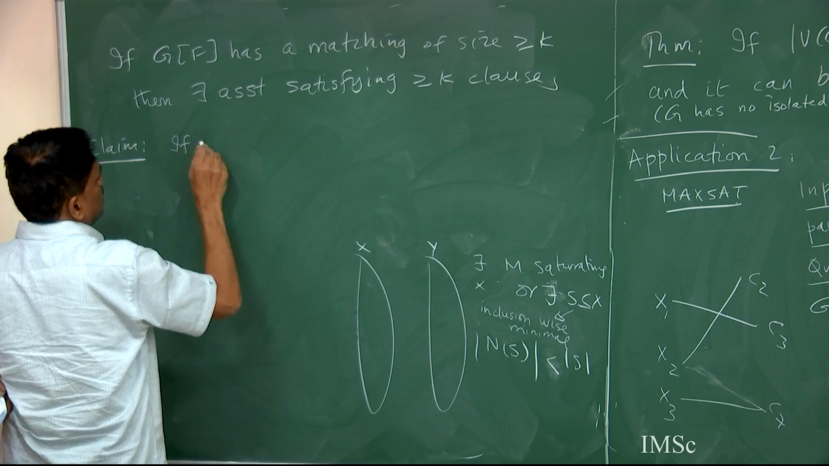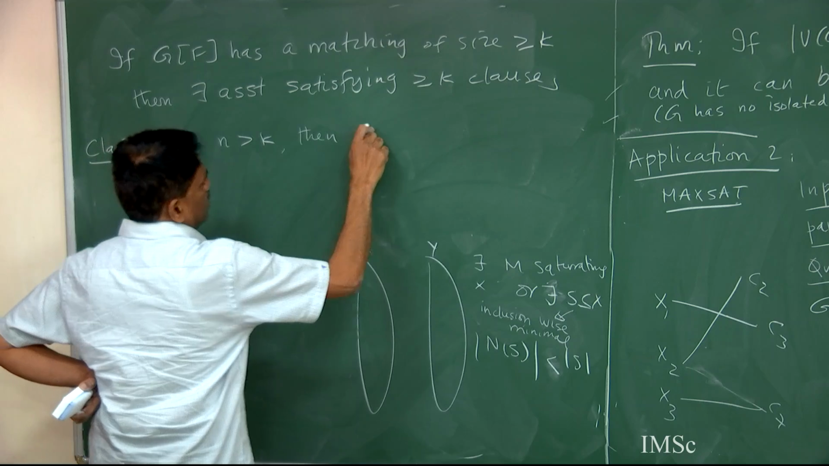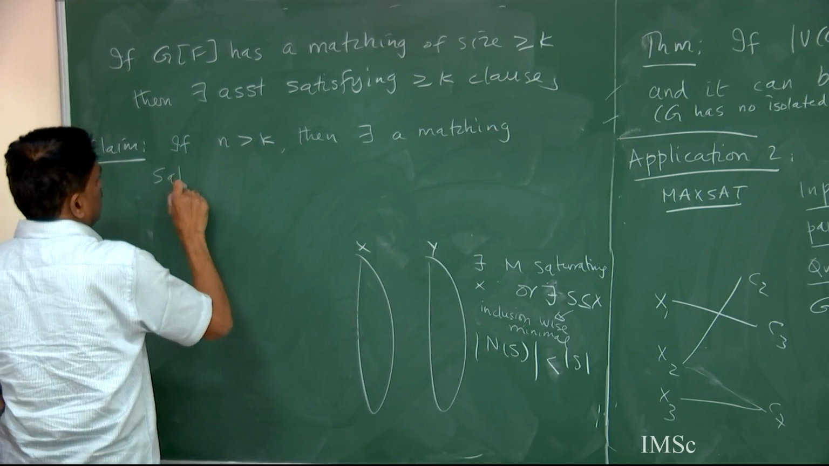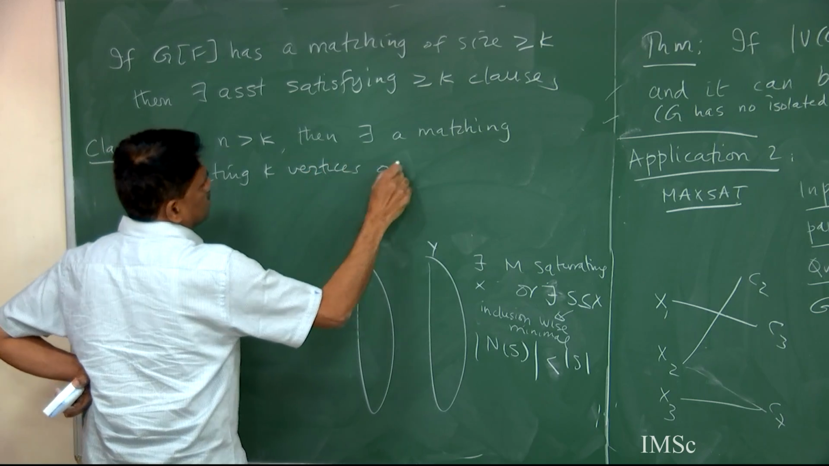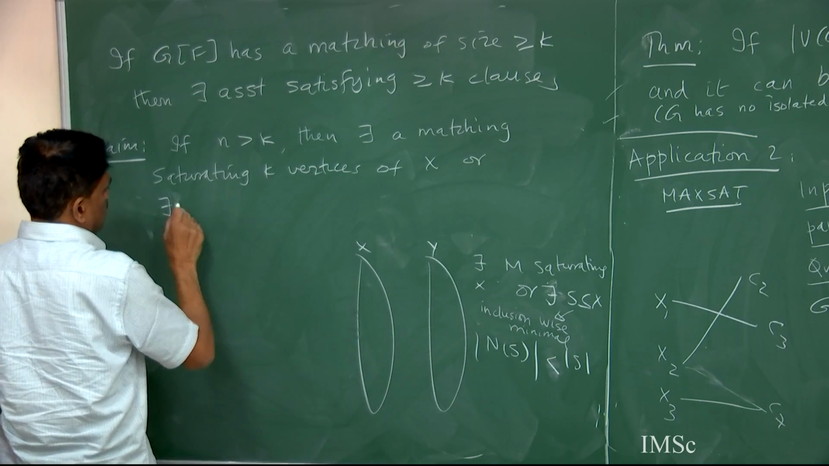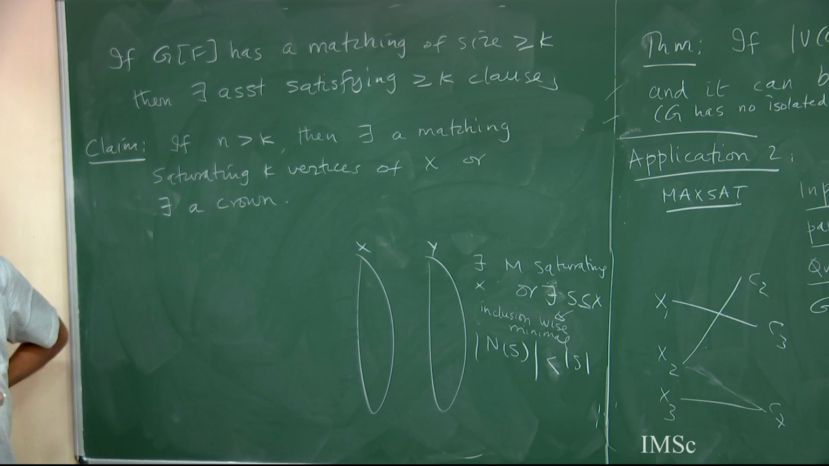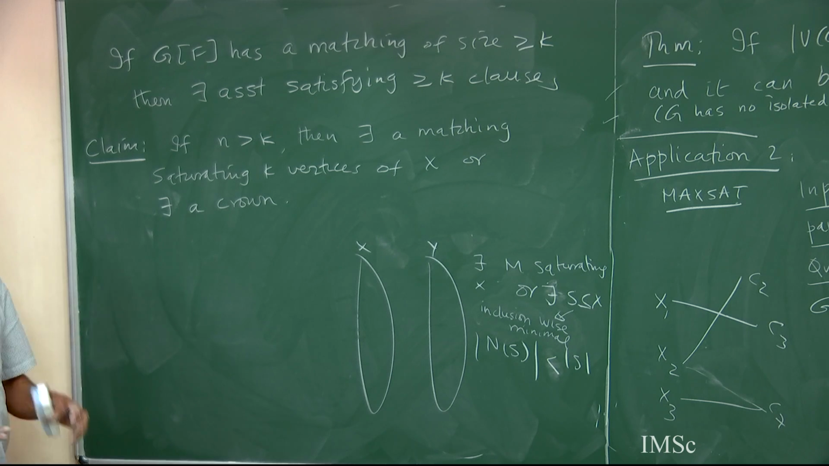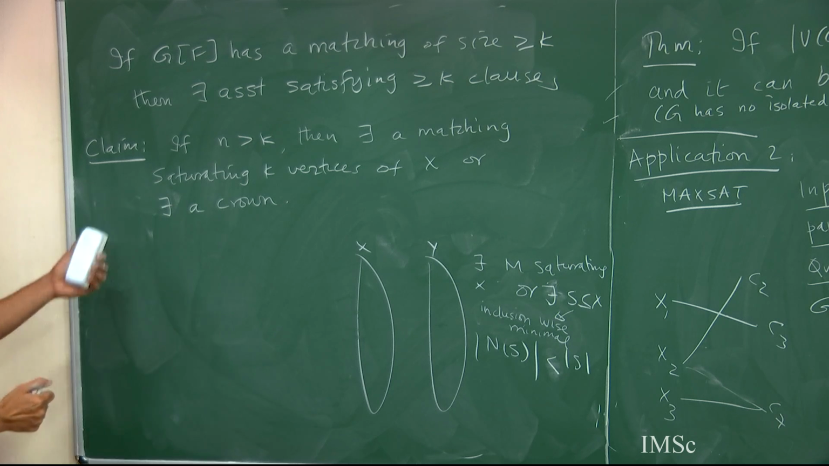What I am going to show is that we claim, if n is greater than k, then there exists a matching saturating k vertices of X, or there is a crown. We will prove this, and then I will also have to tell you, if I have a crown, what do I do with it, because this is a different problem. In vertex cover, once you have a crown, you can take H and do something about it. Here you need to do something else. So why do I have a crown?